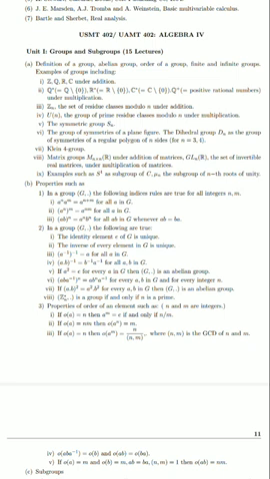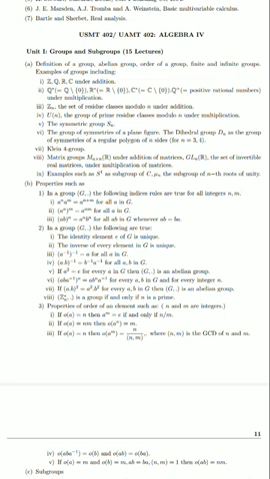Then we will see the properties of group and subgroup, such as: in a group G with binary operation star, the following indices rules are true for all integers n, m. First, a raised to n into a raised to m is equal to a raised to n plus m for all a in G.